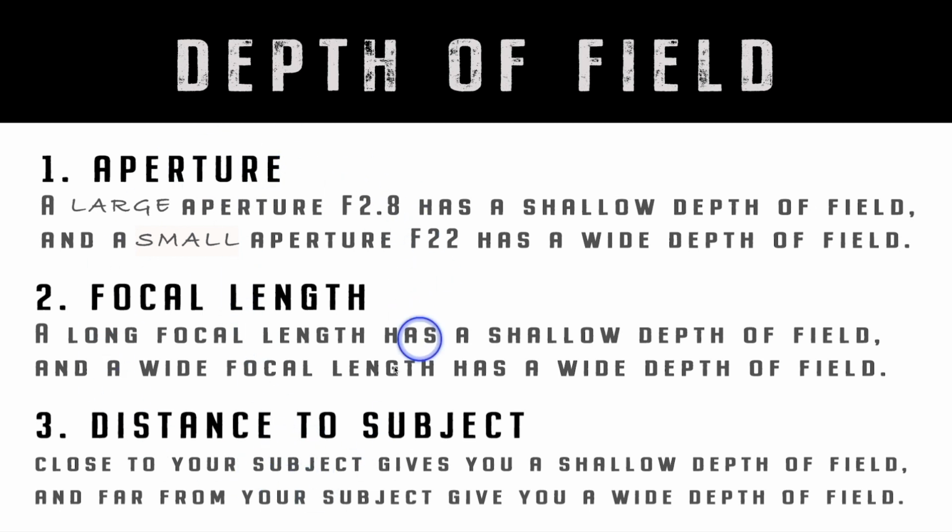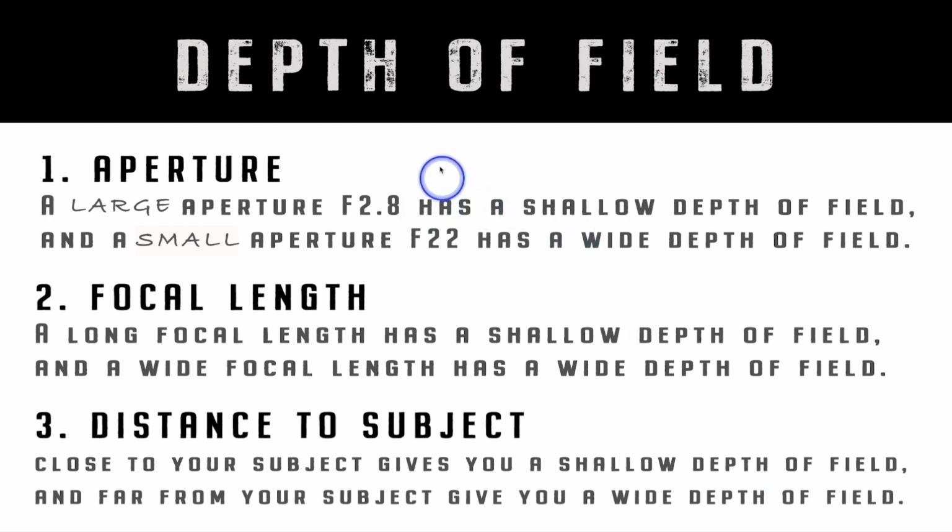Now, depth of field isn't just this, or this. It's a combination of everything. If you had a wide angle lens and you were a long ways away from your subject, that's two factors that are going to give you a wide depth of field. So if you were shooting a landscape, most of the time you're using a wide lens and you're far away from your subject. So you're already going to have a large depth of field.